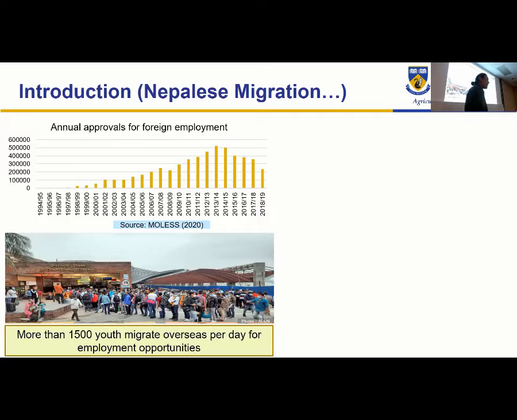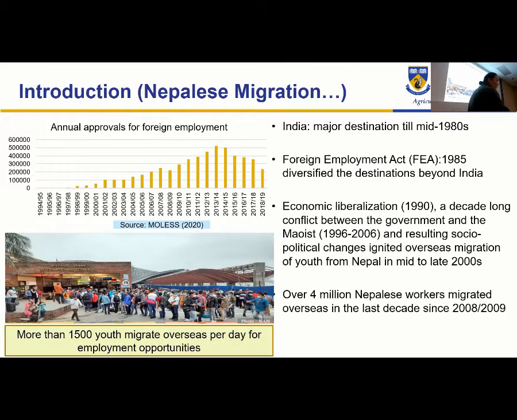So if you see this graph, what we can see is it is increasing over the years. It reached the peak in 2013-14 and 14-15, then it declined a bit, and that was mainly due to the earthquake that hit Nepal in 2015, and also because of some technical issues with one of the major destinations, Malaysia, for which Nepal halted the process of emigration to Malaysia for a few years.